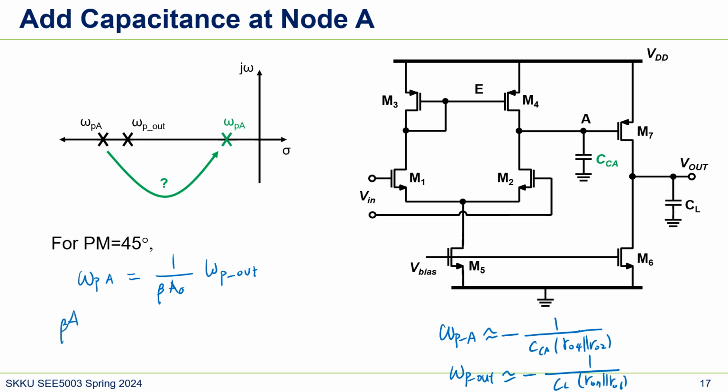So assuming that beta E0 is 10,000, it turns out that CCA can be approximately 1,000 times CL, for example. But this is huge. Which means we need to add this value intentionally at node A, and this is really huge. It's not plausible to just add additional capacitance here, 1,000 times more than CL. That's too much. It's extra.